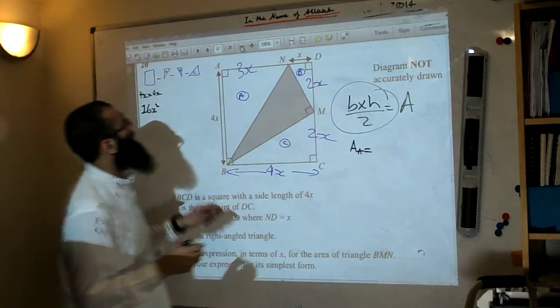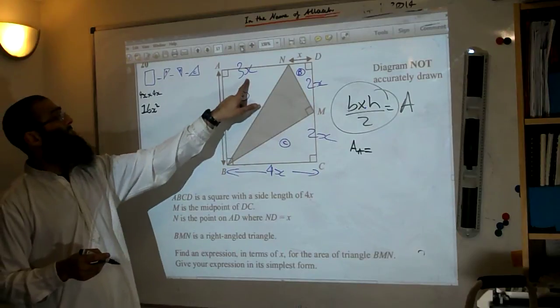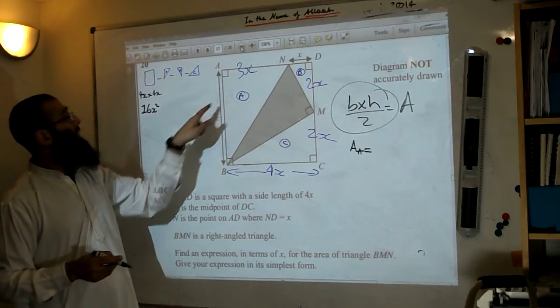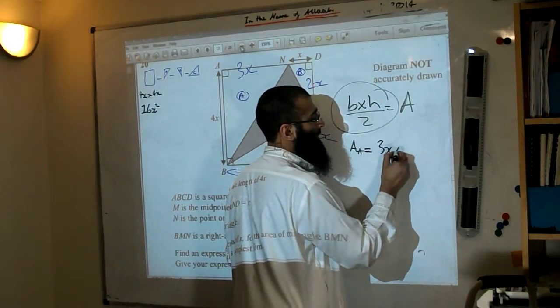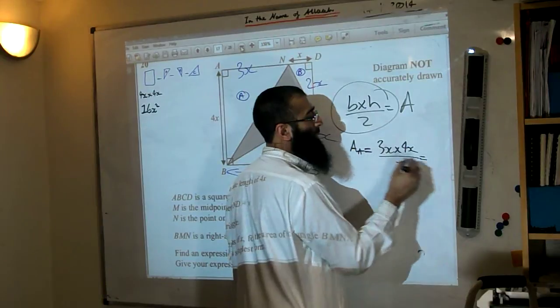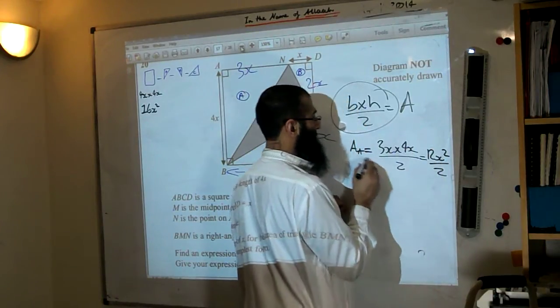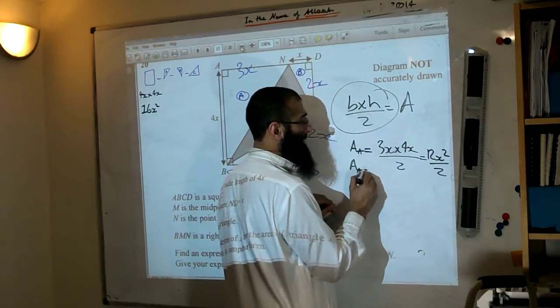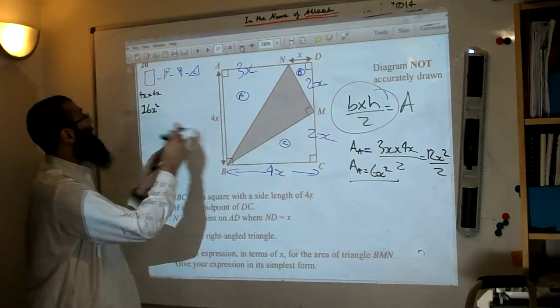Let's work out the area of triangle A. Where's the triangle A? This one here. So what's the base? The base is 3x and the height is 4x. So it's going to be 3x times by 4x divided by 2. 3x times by 4x is 12x squared, divided by 2 is 6x squared. So the area of A is equal to 6x squared.